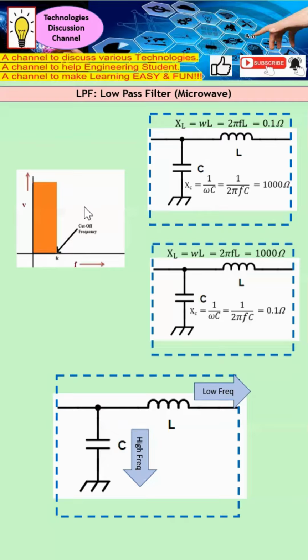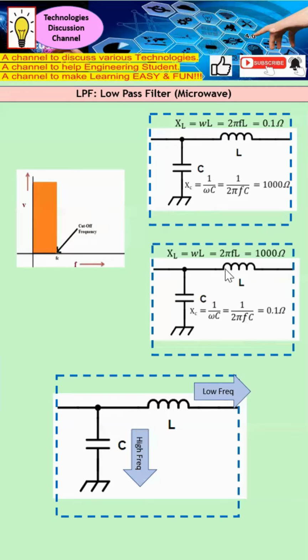Now let's take a look at a high frequency. When the frequency is high, you can see that the total reactance of the inductor will be very huge. As for the capacitor, when the frequency is very high, the total reactance will be very small. Again, imagine this: the signal at high frequency travels this path.